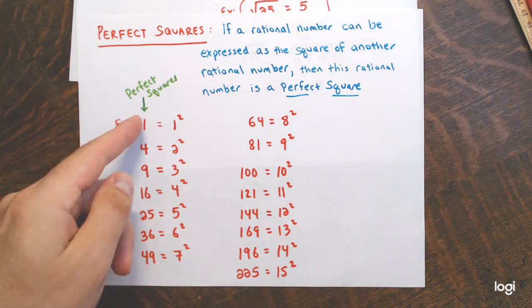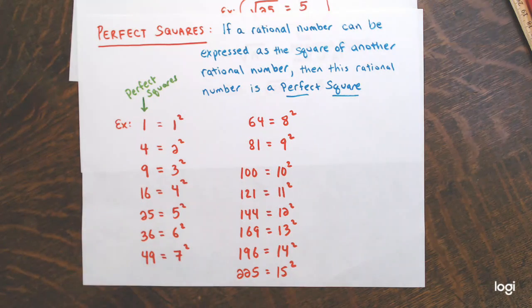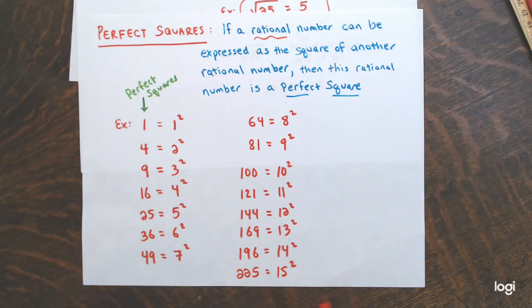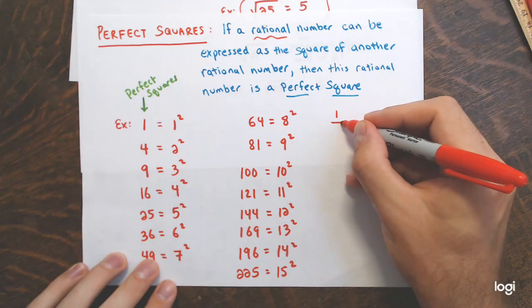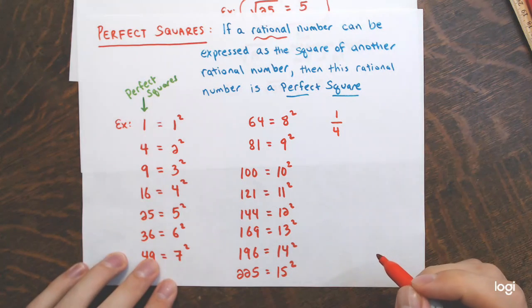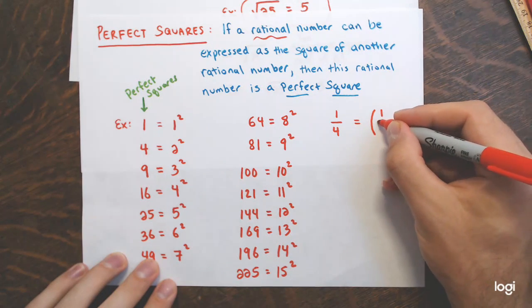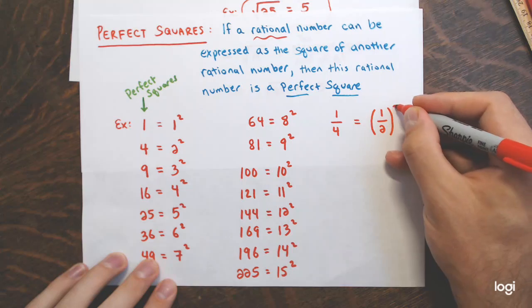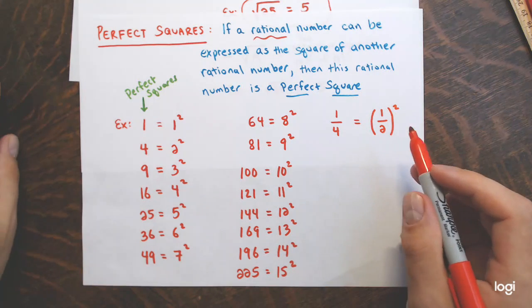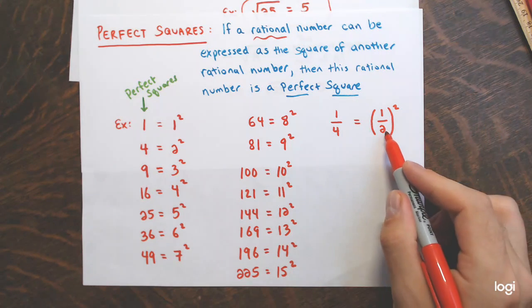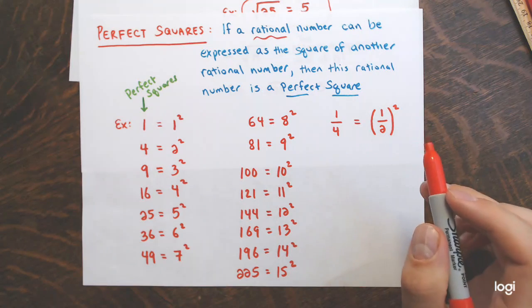But these are all just whole numbers though, right? Integers. But I said earlier, any rational number that can be written as another rational number squared. So like 1/4, that's a perfect square because I can write 1/4 as another rational number, 1/2 to the second power. And go ahead and try it out, where 1/2 times 1/2 is indeed 1/4. Remember, when you multiply fractions, you simply multiply the numerators, 1 times 1, multiply the denominators, 2 times 2, and you get 1/4.